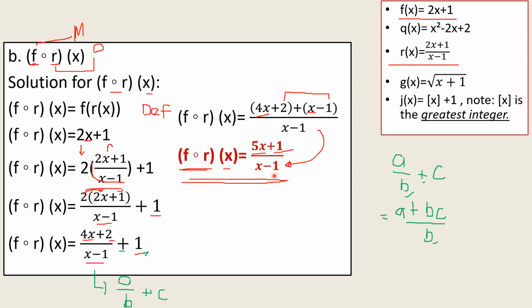Therefore, the composition of f of r of x is equal to the ratio of 5x plus 1 and x minus 1. If asked for the composition of f and r of x, the answer is 5x plus 1 over x minus 1. We cannot simplify this further because there is no common factor to cancel. So this is the final answer for item B: the composition of f and r of x is 5x plus 1 over x minus 1.